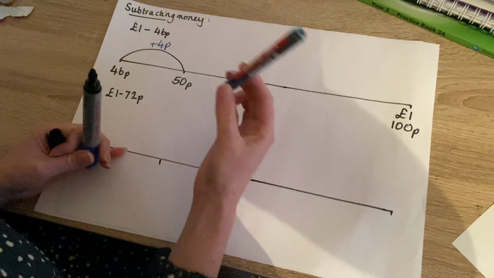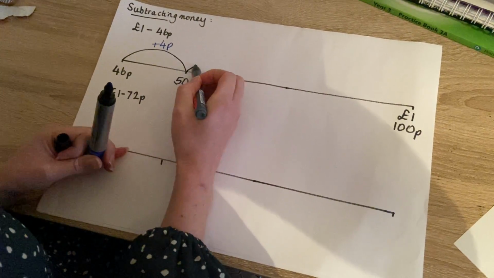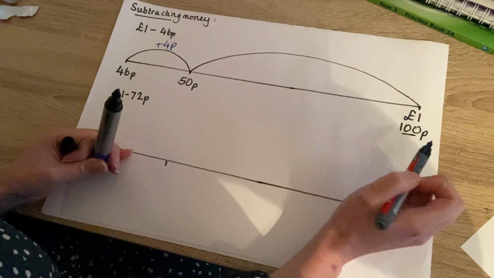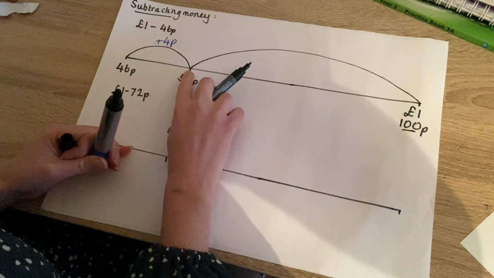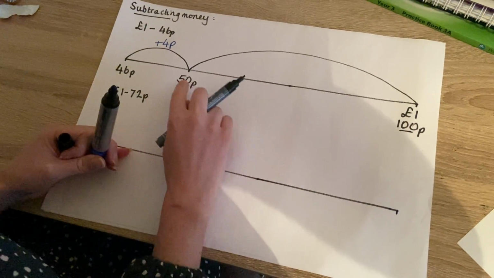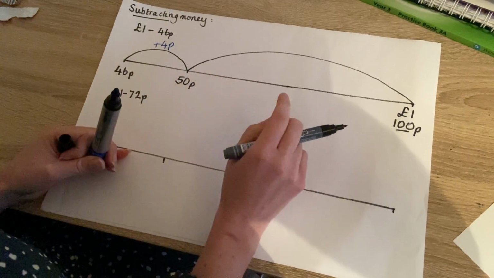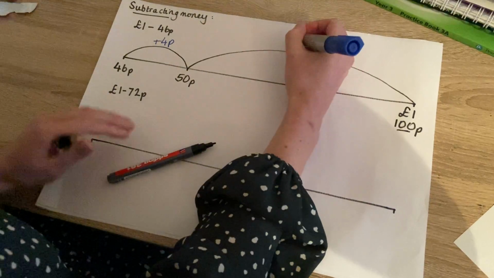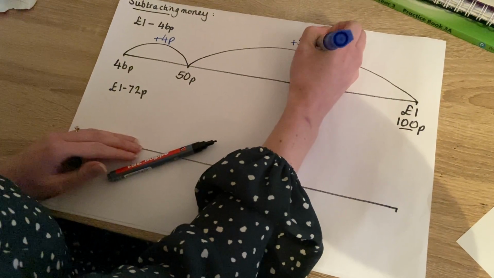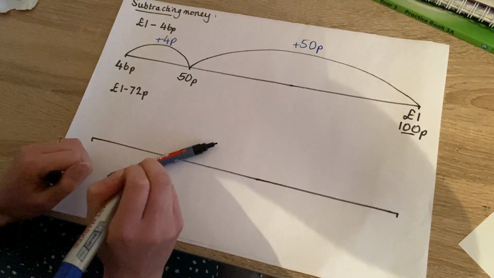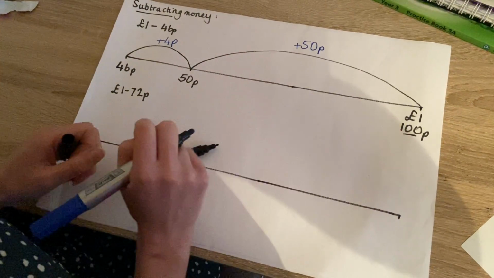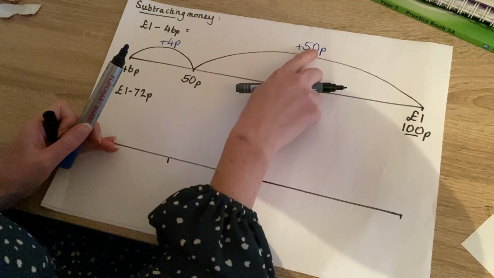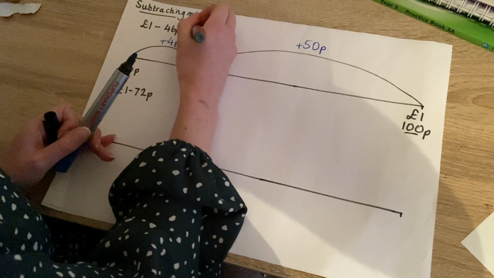Okay, next I've got to work out how I get from 50 to £1. Now remember, use the fact that we know there's 100 pennies in a pound. So 50 add what makes 100. How many tens have I got in between? So I've got 5 tens in between. So I add on 50p. Okay, because 50 add 50 makes 100. So then I can look and I can just put my jumps back together. So I've got 50 add 4, which makes 54p.